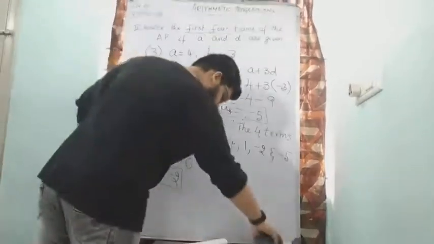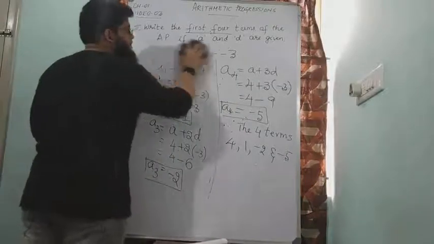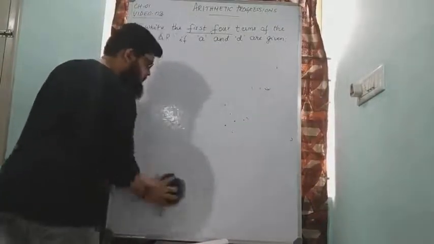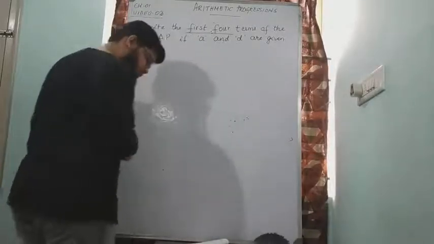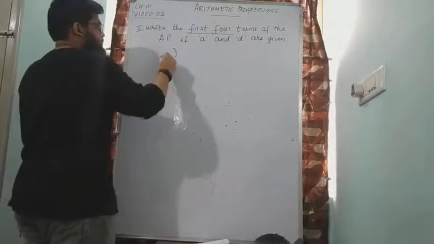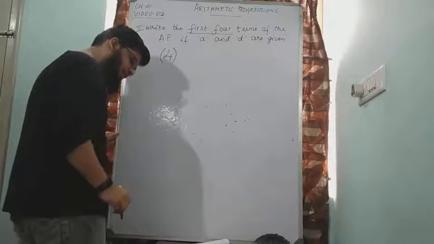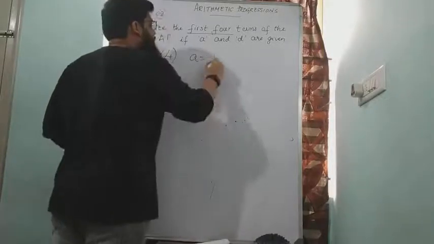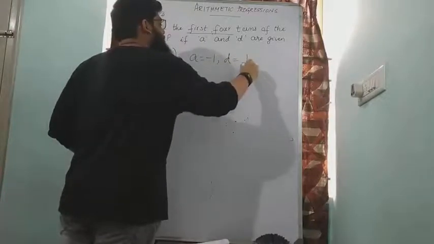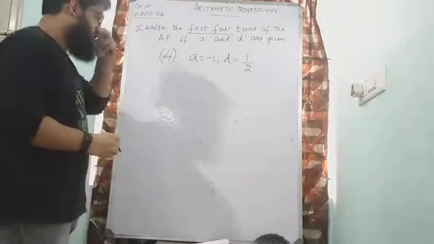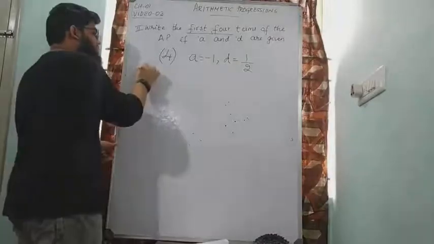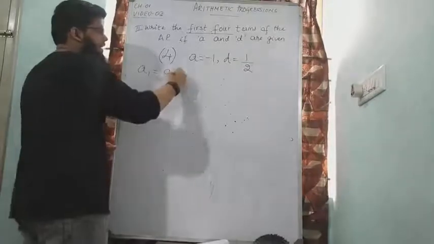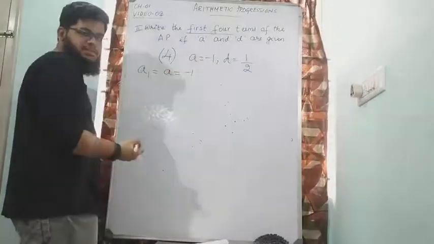Let us move on to one more question. Question number 4. Question number 4 is the value of A is minus 1 and the value of D is 1 by 2. And we are supposed to find the four terms. Let us begin by finding A1. A1 is given by A. And A is always the first term, which is minus 1.